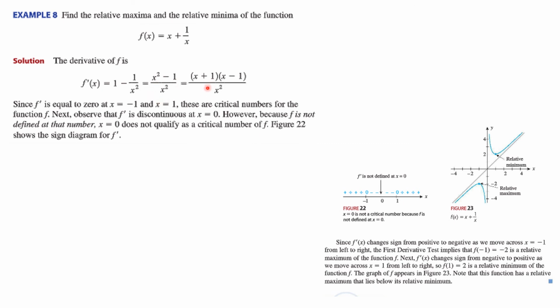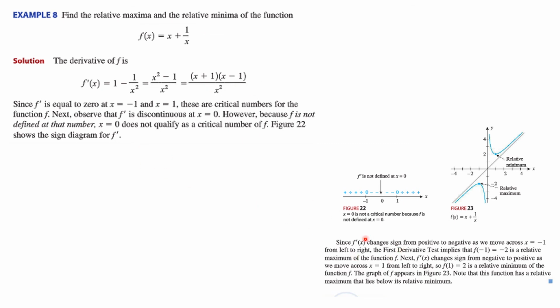And so now we have three critical points. Plus and minus 1, because that is when the numerator is equal to 0. And now x equals 0 really isn't a critical point, because x equals 0 is not in the domain. So really only two critical numbers, and it's plus or minus 1.